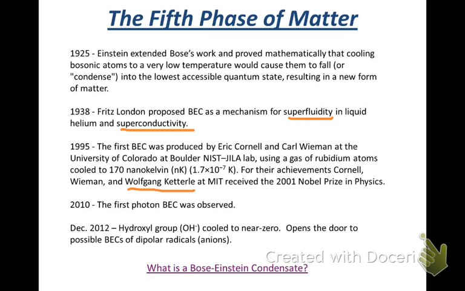And just as recently as this past December, right before break, I think the paper came out right around the day we had our final, hydroxyl groups, those are OH minuses, we call them hydroxides here in class, were cooled to near zero. They did not make a BEC, but they think that they probably will. And that'll open the door to possible BECs that are anions, which they think will have lots of interesting properties.